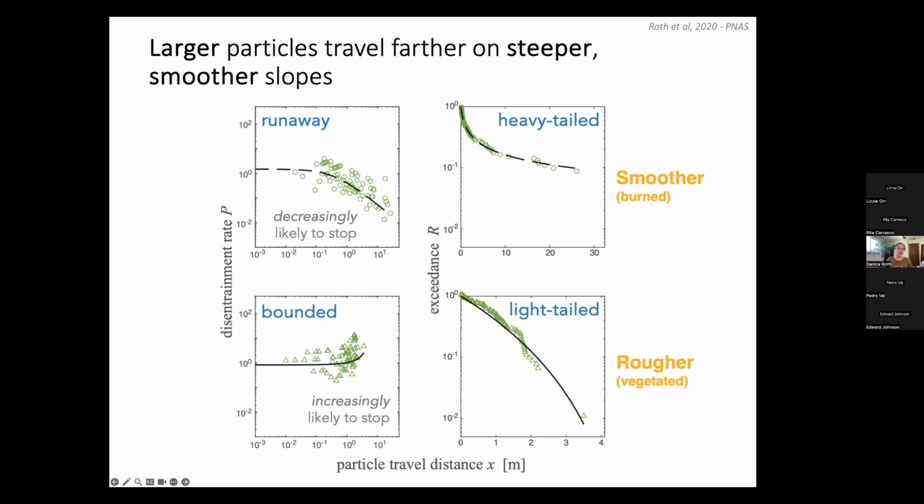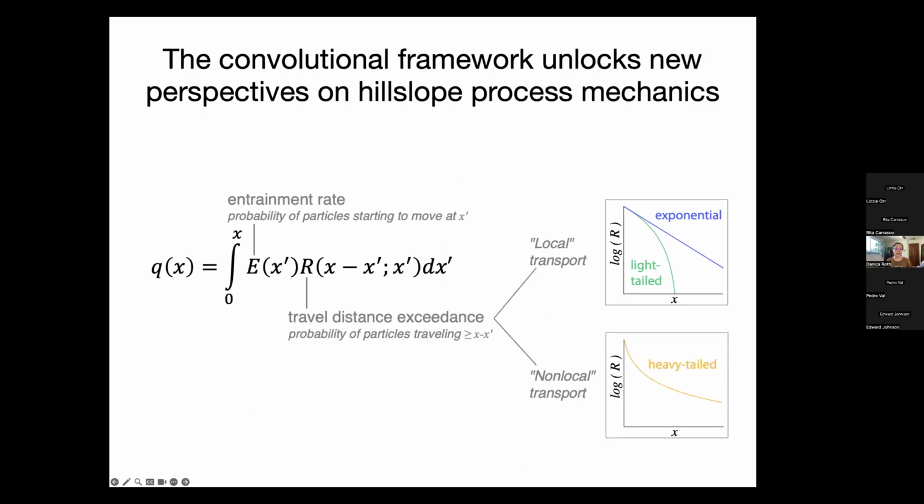So this convolutional framework unlocks our ability to get at hillslope process mechanics because of two major advantages relative to diffusive models. First, we can explicitly address these independent changes in entrainment and disentrainment processes, which are often governed by distinct mechanics and processes. And then by using a probabilistic approach to the travel distance term, we can consider both local and non-local transport, as well as the physical controls that dictate the particle behaviors.